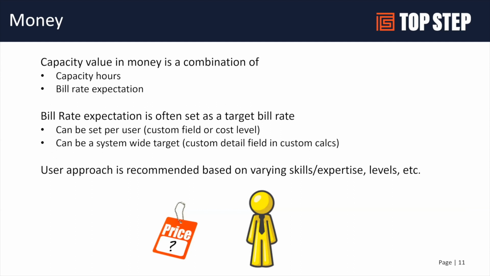Okay, the other way that we work with customers is understanding capacity and using money as a value of determining capacity. So yeah, that's great. We have hours, but what does that mean from a monetary perspective? What are we capable of delivering based on those capacity hours? And to do that, you typically have to have a bill rate expectation.